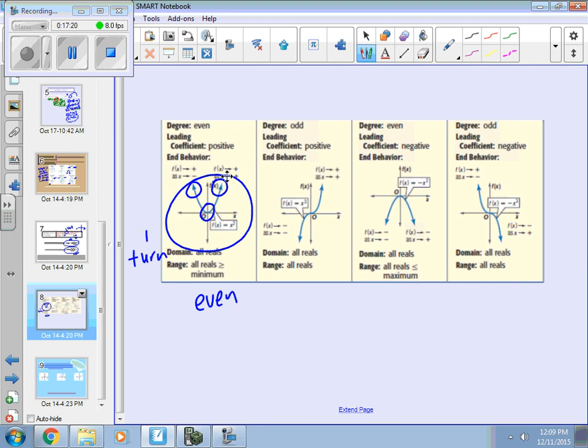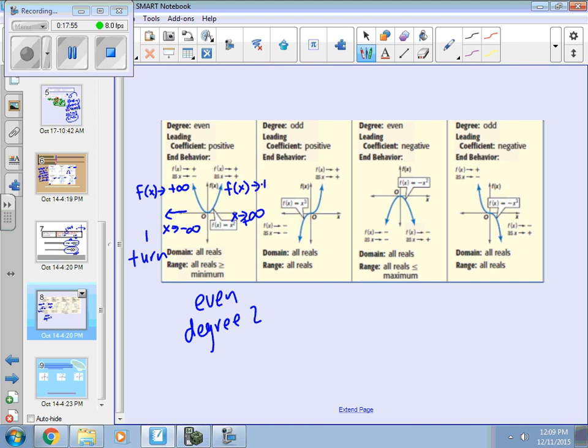So that means the degree of this one would be degree 2. If you were going to state the end behavior of this one, we see that as x goes to negative infinity, so that's this side, our graph is going to positive infinity. So we'd say f of x is going to positive infinity. On the other side, this is where x goes to positive infinity. Our graph is also going to positive infinity, and that's it. So that's how you would state the end behavior.